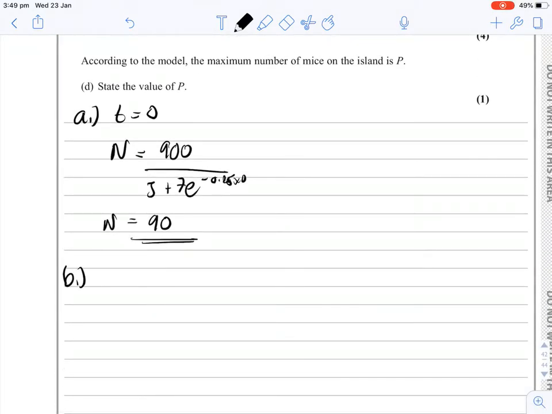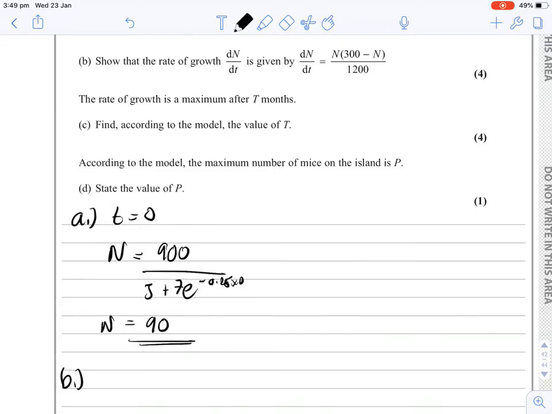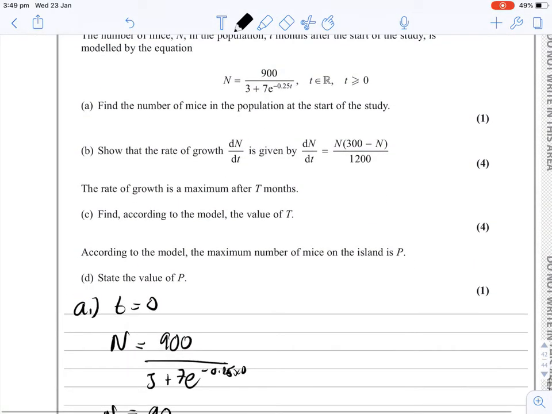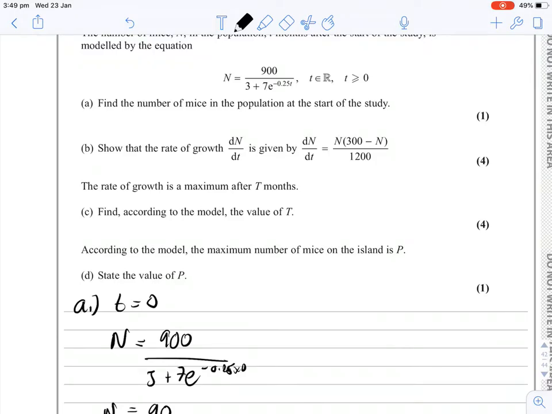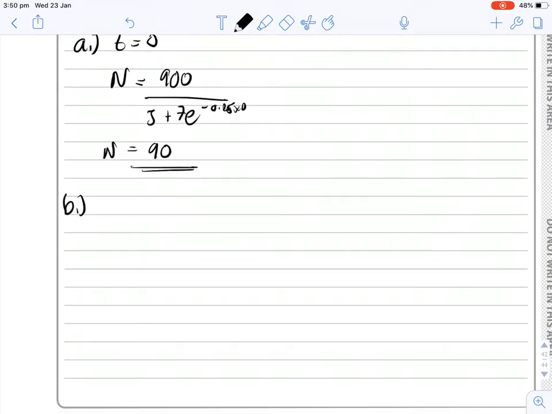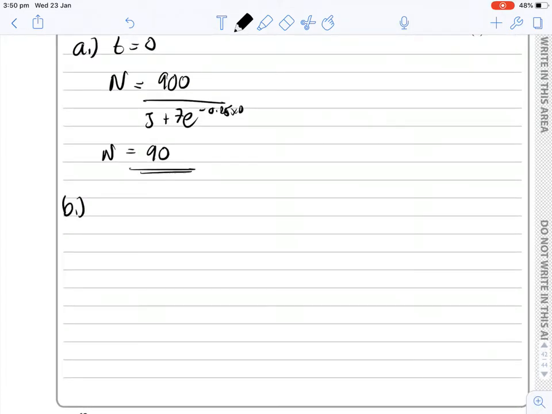Part B gets a bit more complicated. Show that the rate of growth dn/dt is given by dn/dt = n(300 - n)/1200. So the first thing we need to do here is differentiate. We've got n = 900 / (3 + 7e^(-0.25t)), so we've got the quotient rule to use here. That's where (u'v - v'u) / v² is equal to dy/dx.